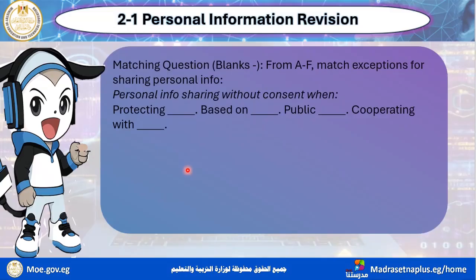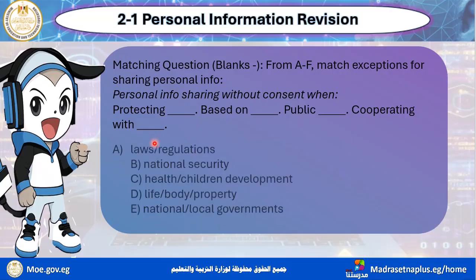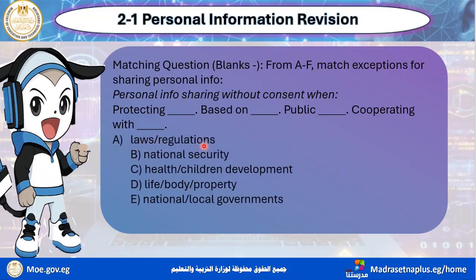Well, it's a matching question in blanks. So from A to F, match exceptions for sharing personal information. Personal information sharing without consent when protecting, based on, public, and cooperating with. And the words are laws, regulation, national security, health or children development, life, body and property, and national local governments.